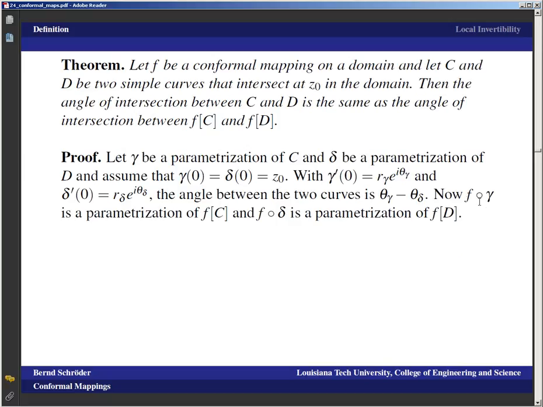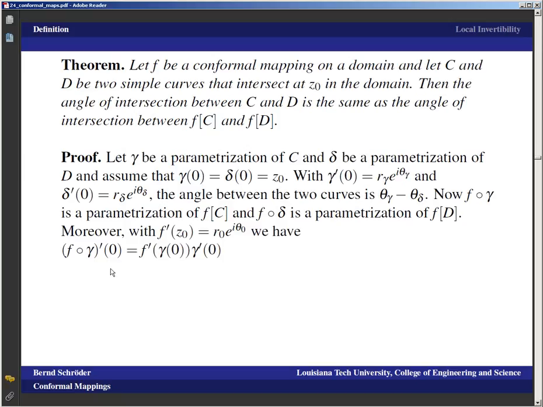Okay, so now f composed with gamma is a parameterization of f of C, f composed with delta is a parameterization of f of D, and with f prime of z0, if we write that in polar form as r0 e to the i theta 0, we have that f composed with gamma prime at 0 is f prime of gamma of 0 times gamma prime of 0, which is r0 e to the i theta 0 times r gamma e to the i theta gamma. If we put that together, we get r0 r gamma e to the i (theta 0 plus theta gamma). So the curve f of C at z0 has an angle theta 0 plus theta gamma versus the horizontal.